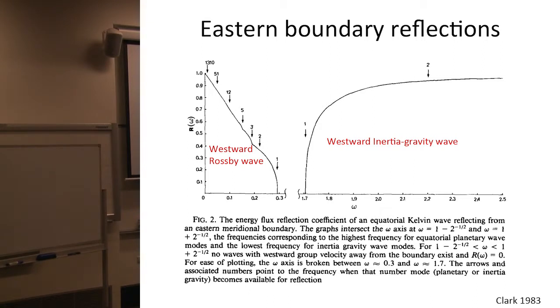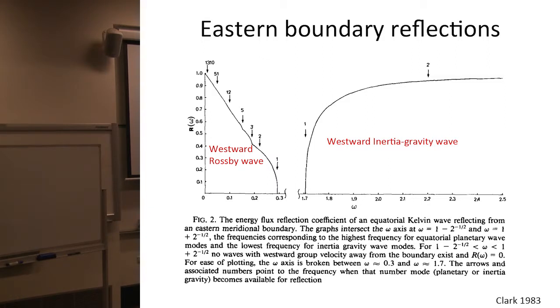So this is Eastern Boundary Reflection. It's done by Clark. It also is an entire PhD thesis by, I can't remember, somebody in the 1960s. Anyway, you get a Kelvin wave impacting on the Eastern Boundary. A Kelvin wave impacting the Eastern Boundary is always going to generate equatorial Kelvin waves that peel off to the north and south, so polewards, basically. So north in the northern hemisphere, south in the southern hemisphere. The thing that's going to vary is that it will also generate westward propagating waves away from that boundary.